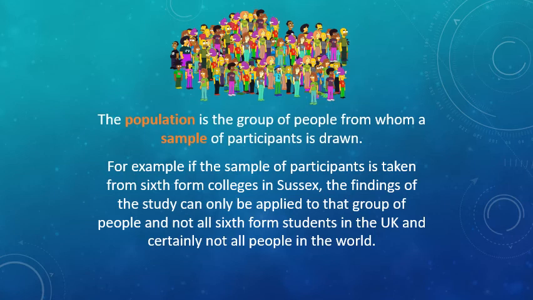So if my sample of participants is taken from sixth form colleges in Sussex, I can then start to make what we call generalisations about Sussex sixth forms. But in theory, I can't make generalisations about any other sixth forms, or certainly 16 to 19-year-olds around the world. So our population is the group we're interested in. Our sample is the group that we actually study, that we work with.